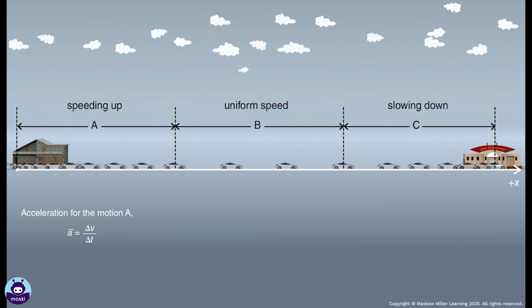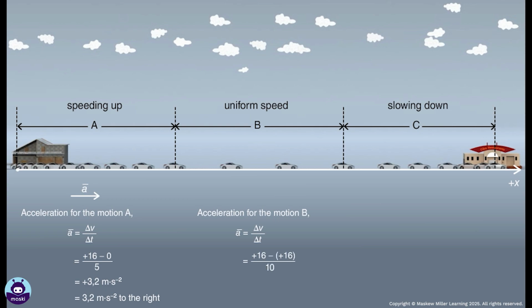Acceleration for the motion A. A bar equals delta V over delta T equals plus 16 minus 0, all over 5 equals plus 3,2 meter per second square, equals 3,2 meter per second square to the right. Acceleration for the motion B. A bar equals delta V over delta T equals plus 16 minus plus 16, all over 10 equals 0 meter per second square. Acceleration for the motion C. A bar equals delta V over delta T equals 0 minus plus 16, all over 6, equals negative 2,67 meter per second square, equals 2,67 meters per second square to the left.